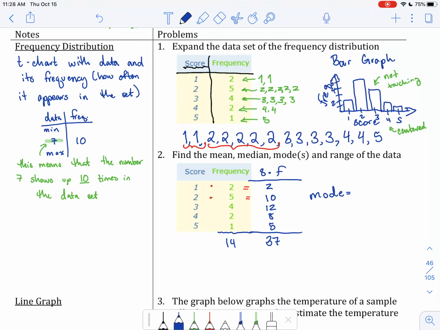So in terms of our mean, our mode was 2, our mean is 37 over 14, which we can leave like that, or we can simplify into a mixed number if we like, which would be 2 and 9/14. Mixed numbers and fractions, I'm fine with either of them.